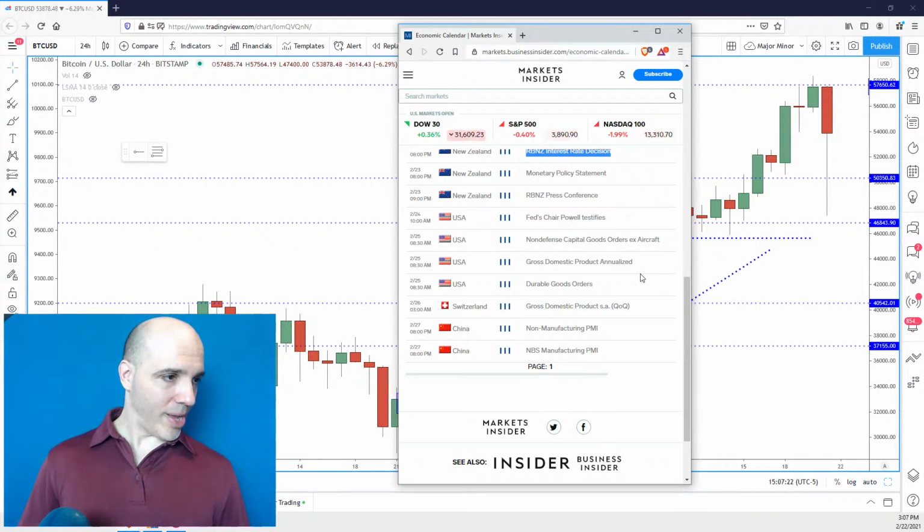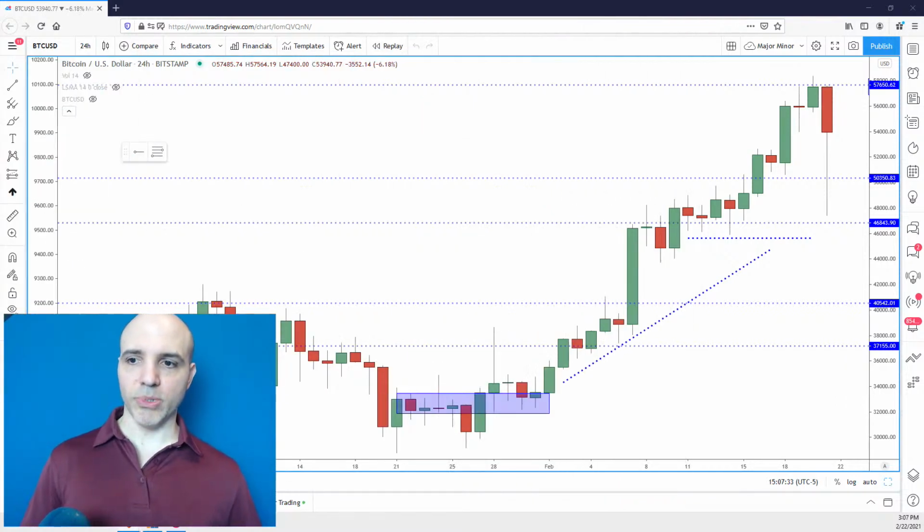All right, so for the US on the 25th, we have GDP, annualized, okay, whatever. So we don't really have anything special here this week. It's pretty quiet in terms of economic reports, okay?